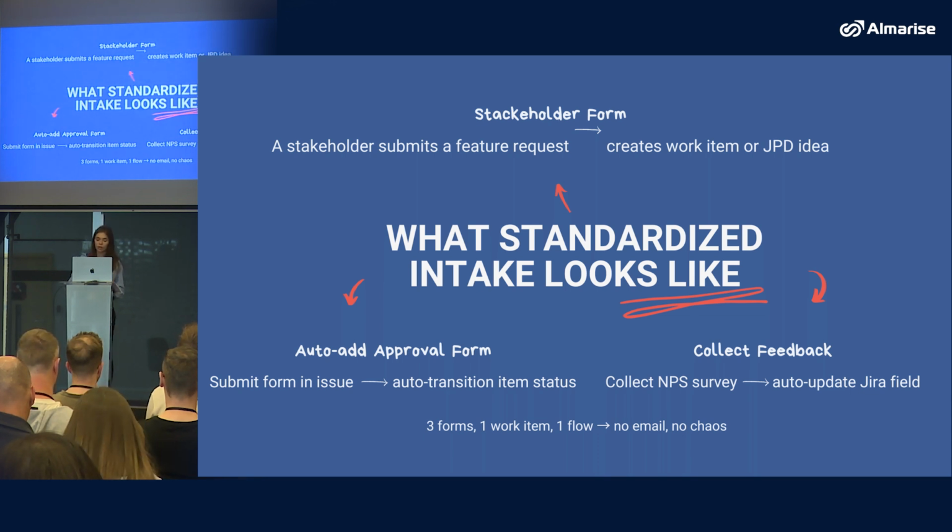And after the feature is developed and you move the issue to the status Done, you can collect an NPS survey, and share this survey from the issue to your stakeholder. He can submit this feedback form, and this form will auto-update an issue field with, for example, a satisfaction score. And that's the difference, because you have 3 forms in one work item, in one flow, without any emails or chaos. You just create a standard procedure for the request in your Jira.